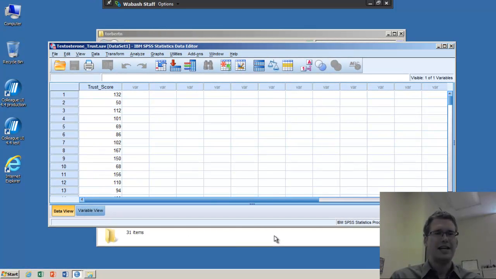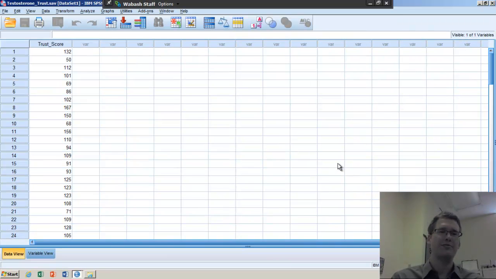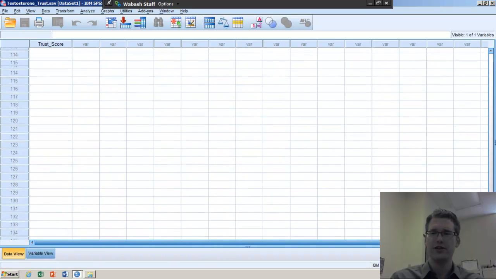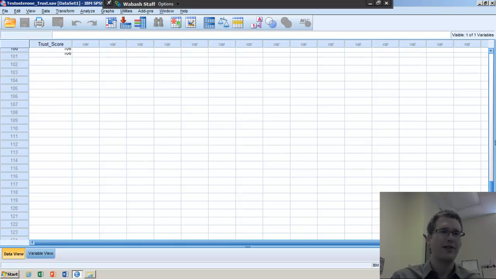All right, in SPSS, running a one-sample t-test is pretty straightforward. If you want to ask if your sample seems to have come from a different distribution than you specified in your null hypothesis.